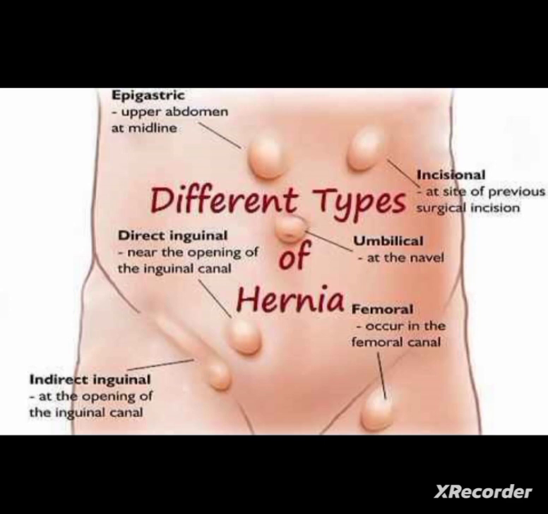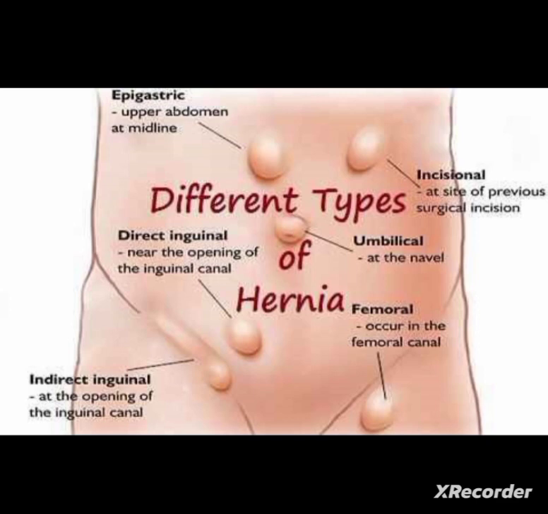as indirect hernia. Indirect hernia occurs at the opening of the inguinal canal. Here the protrusion escapes through the inguinal ring and follows the spermatic cord or the round ligament. That is known as the indirect inguinal hernia. And direct inguinal hernia means when it escapes through the posterior inguinal wall. And inguinal hernia is most common in men.